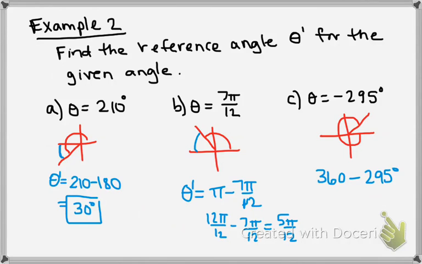And notice I'm just doing 295, not a negative 295, because if I end up doing minus a negative, that would add, and I get a huge answer. And remember, this has to be acute, so it has to be less than 90. So when I subtract those two, I get 65 degrees, and there is my reference angle.